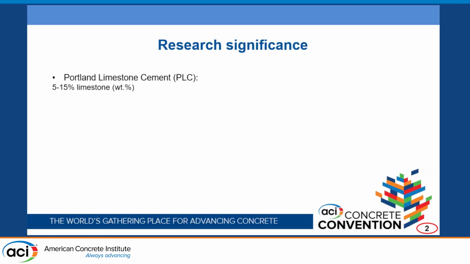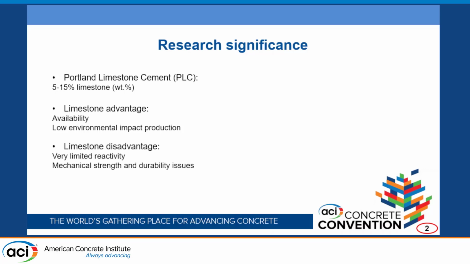So we know that we have 5 to 15% by weight limestone in PLCs. The advantages of limestone would be that it is a largely available mineral in the world, and the environmental impact associated with the production of limestone powder is pretty small compared to Portland cement. But there are a couple of disadvantages that inhibit adding more limestone in PLC.